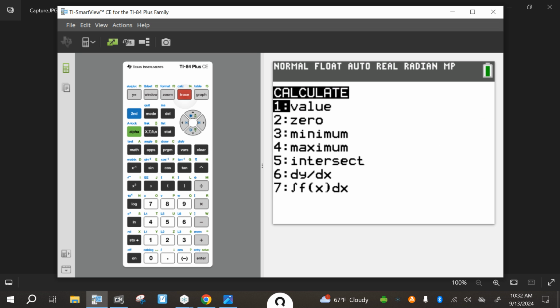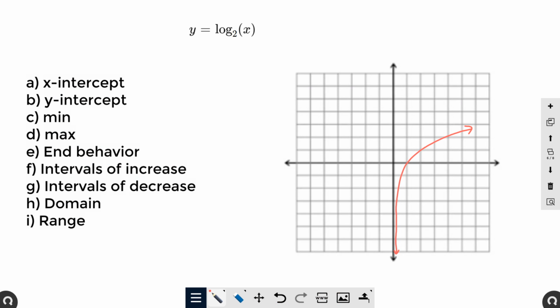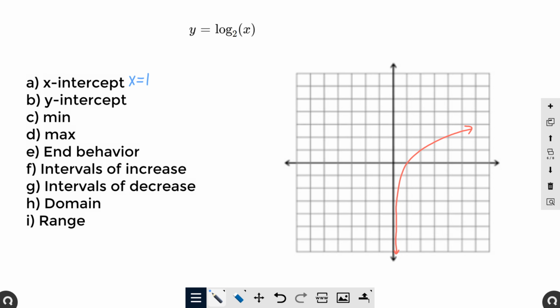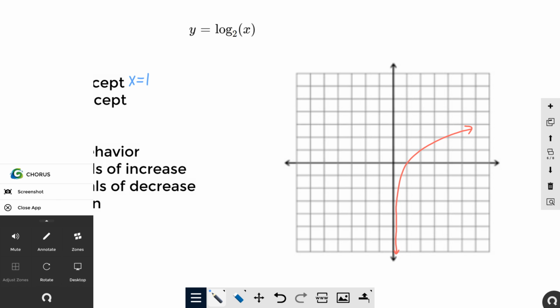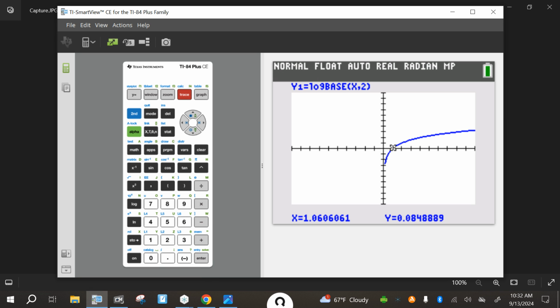Now, if you wanted to do your second trace option 2, I would plug in 0, 2, enter on guess, and notice it still gives me the value. So type a number to the left, a number to the right, enter on guess. So x equals 1 is your x-intercept. Now, y-intercept. If you go back in your calculator, you can do the same thing. Under trace, you type in 0 for x.